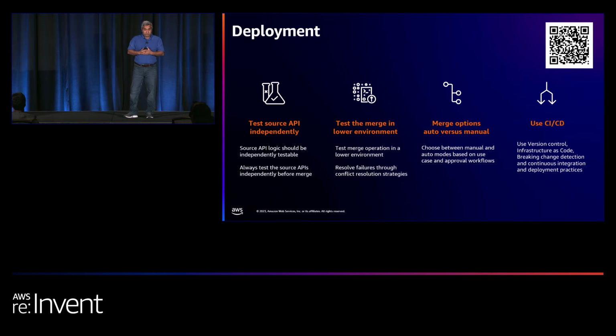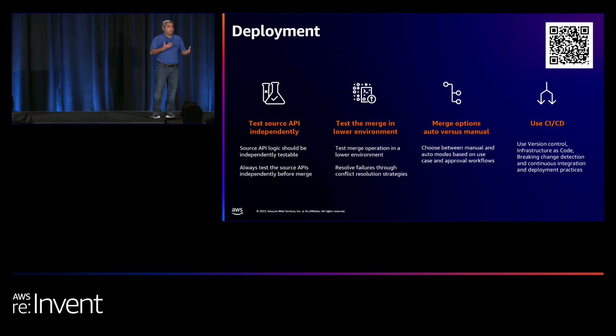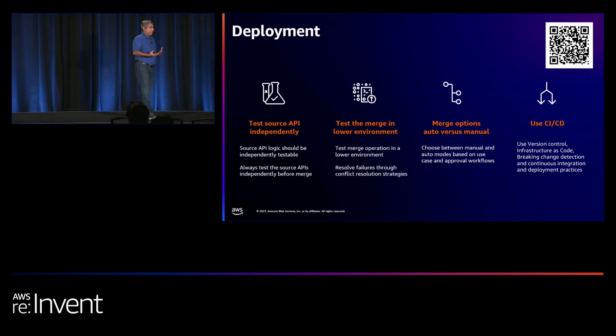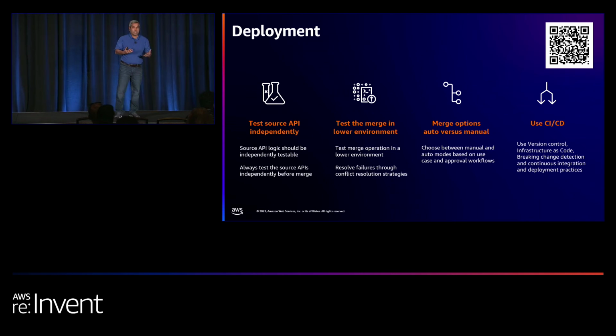Second thing, test the merge in a lower environment. Once you're comfortable with the individual source APIs, test the merge operation between multiple source APIs in a non-production or lower environment before going into production. This will ensure that you are resolving the conflicts by collaboration with the team or using some directives, etc.